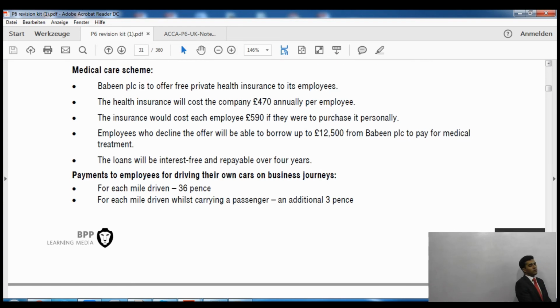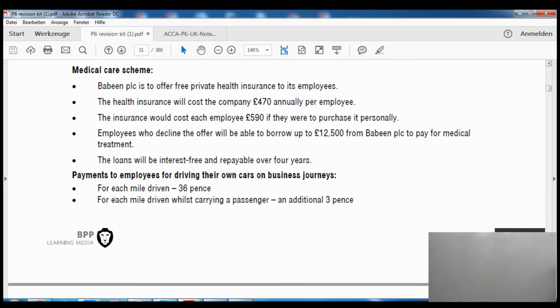Now we'll have to advise about the medical care scheme. He's asking whether he will have to pay any tax on that or not. So what happens is that BPLC is to offer free private health insurance to its employees. Now about the private insurance, what was the rule? Cost to the employer, right? So we'll have to see what is the cost to the employer in this case.